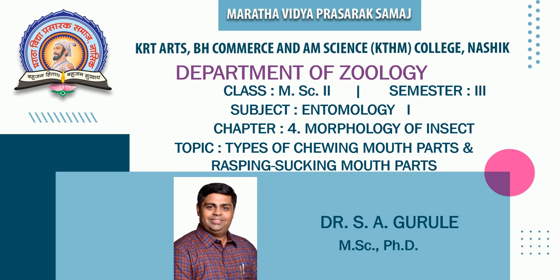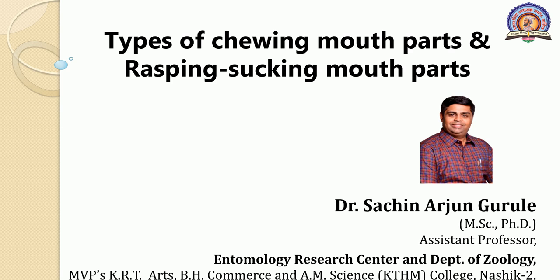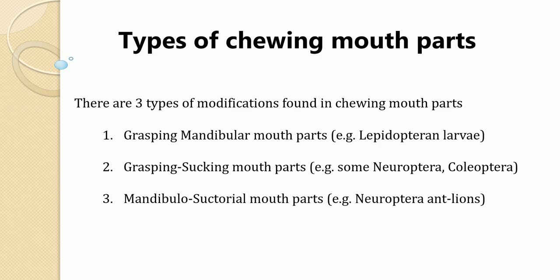In the previous video of the subject entomology, we started with the types of mouth parts and their modification, and we completed the first classical kind of mouth part, that is biting and chewing, also called the chewing kind of mouth parts. Now in this video, we are going to learn the types of chewing mouth parts and another mouth part, that is rasping and sucking mouth part, which is actually the intermediate between the two classical mouth parts, piercing and sucking and chewing type of mouth part. So let's see first of all the chewing type of mouth parts and their subtypes.